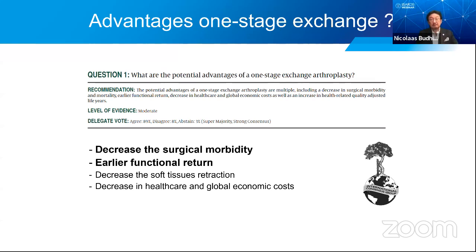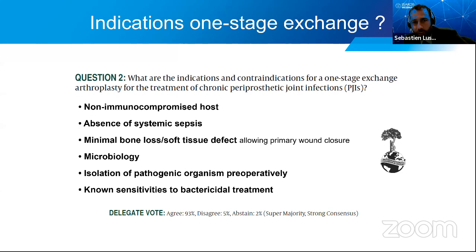So the international consensus meeting recently tried to document the advantages of 1 stage. We discussed decreased surgical morbidity and earlier functional return for sure. The potential indications are a non-immunocompromised host, no systemic sepsis, minimal bone loss and soft tissue defects, and favorable microbiology, so not a highly resistant organism. You manage to isolate the pathogenic organism preoperatively, and you know the sensitivity to the bactericidal treatment. There was a high consensus that in this case, one stage could be a good option.